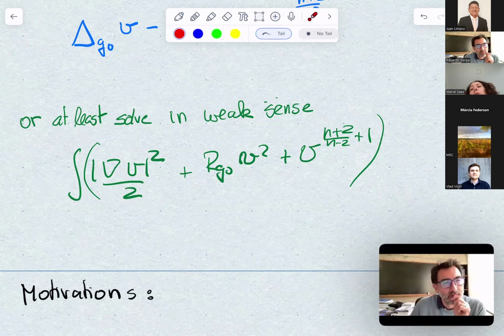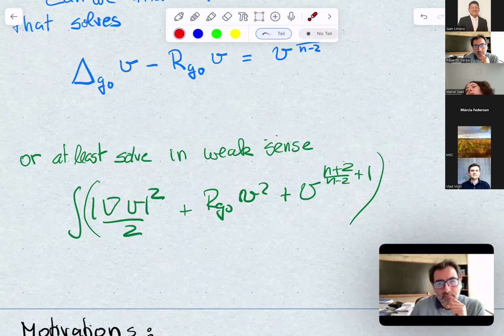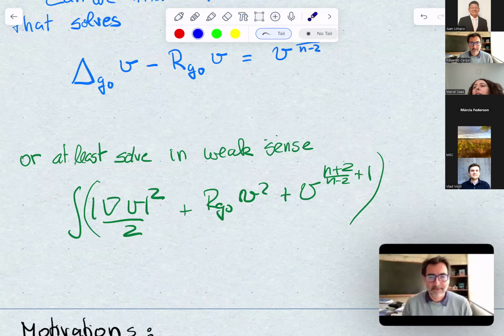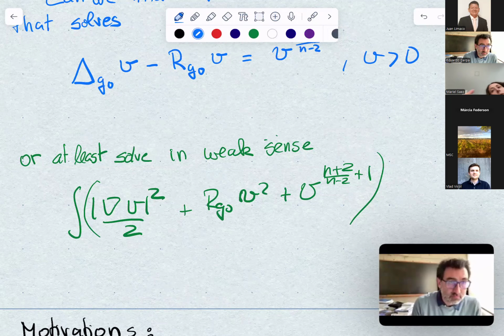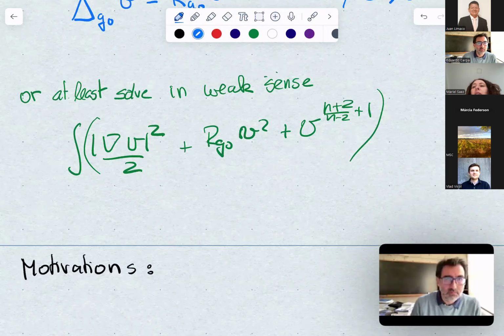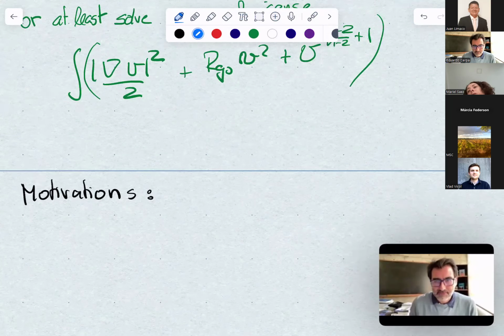So there are many people that have studied the equation just from the point of view of the equation, but in geometry, the original motivation is this Yamabe problem, and there's one more restriction that I actually didn't write here, that is that the function actually should be positive, because we want this to represent a Riemannian metric. So it's important for this to be strictly positive.